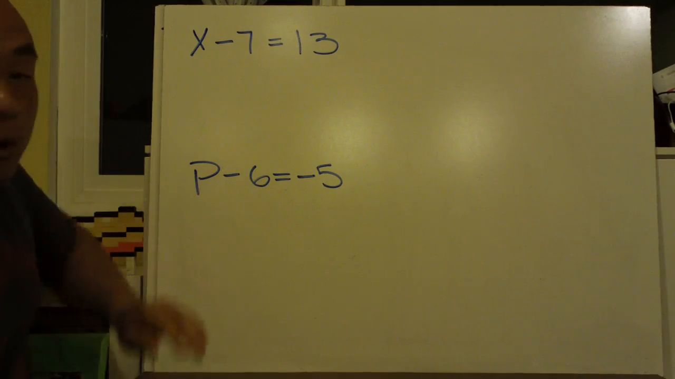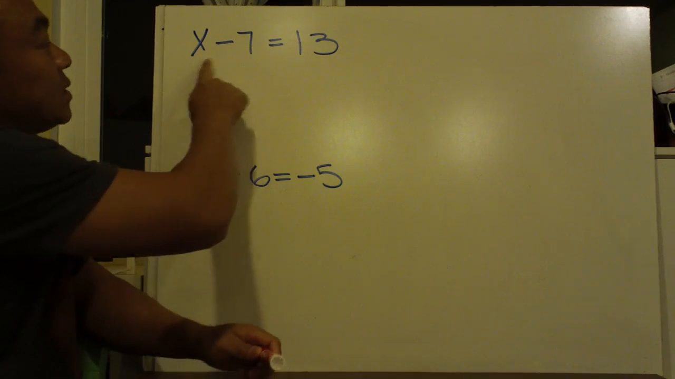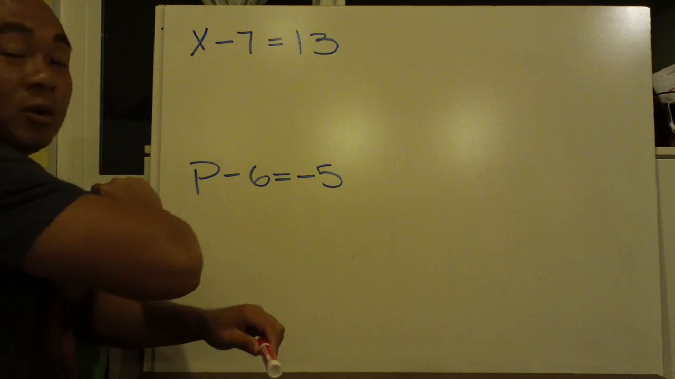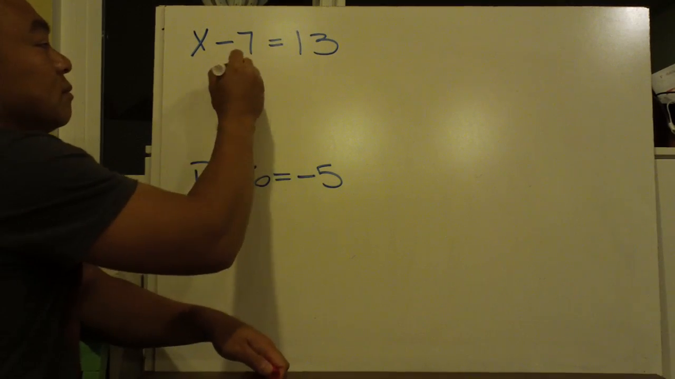Alright, now we have subtraction. And again, same exact deal. x minus 7 is equal to 13. We're going to isolate the variable. Here's my variable. To isolate this, we're going to add 7.